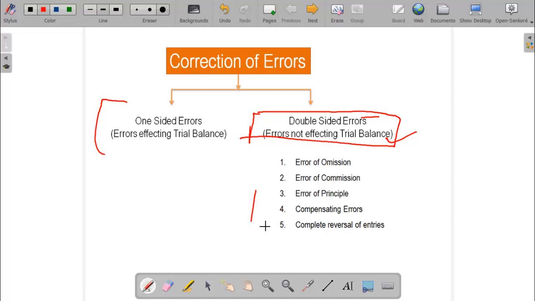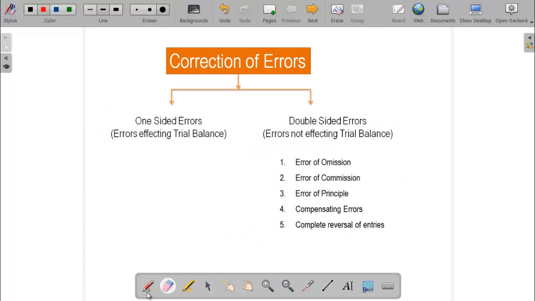These are the examples of double-sided error. The first one is what? Error of omission, error of commission. Third one is what? Error of principle, compensating error, and the last one is what? Complete reversal of entries. Okay? So now one by one we will discuss these errors, and all these are double-sided errors.